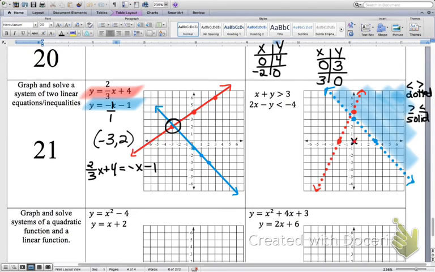So I get 2 times 0 minus 0, so that gives me 0 on the left is less than -4, which is not true. So I shade the other side, so the side that 0, 0 is not on. And then my solution is in the area where there's overlap, so I'm drawing that with the black marker right now. You can also denote that with an S and draw an arrow to it, but it's where the shading overlaps.